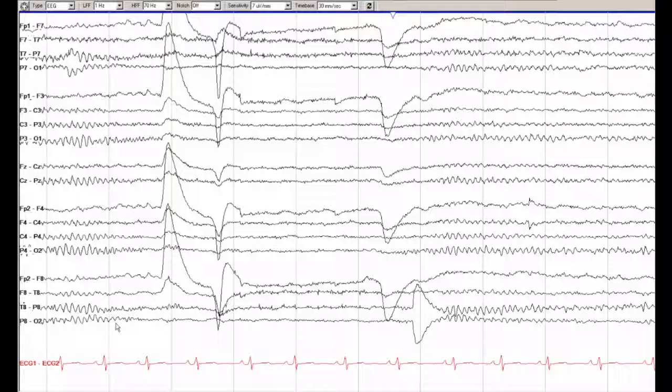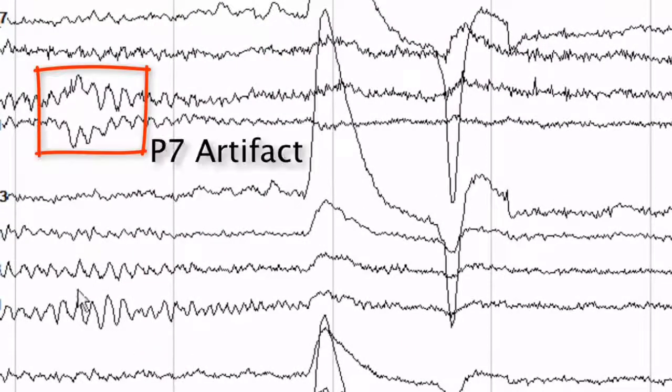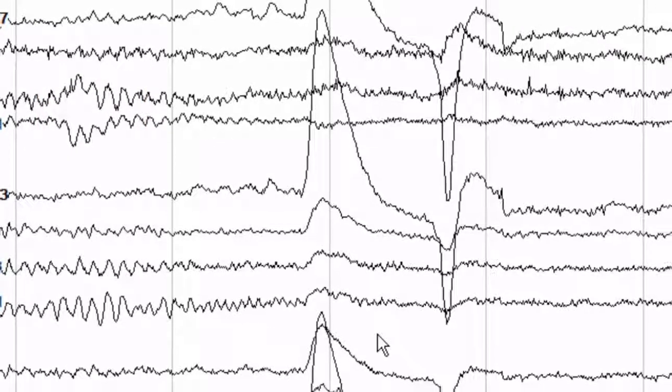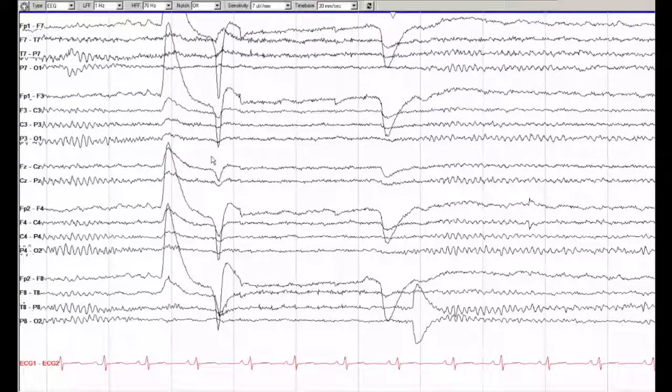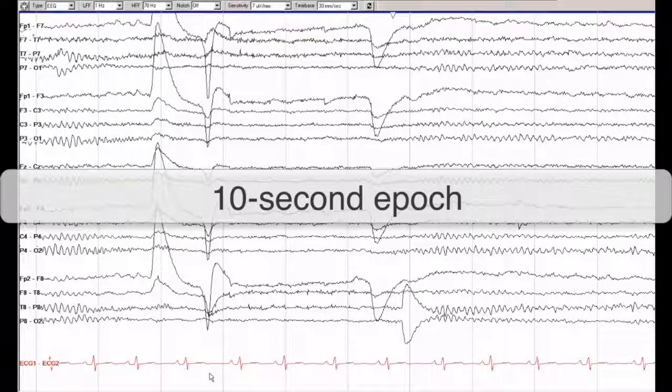It is best to look at a routine EEG first by taking a careful look at the first artifact-free page. Here, we can see a small amount of artifact in the back of the head at P7, but other than that, this page is relatively free of artifact and is a good starting point. In many ways, you can generate a preliminary EEG report by looking at a single artifact-free epoch. In this case, we are looking at a 10-second sample of normal wakefulness.